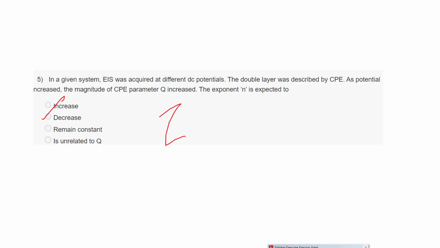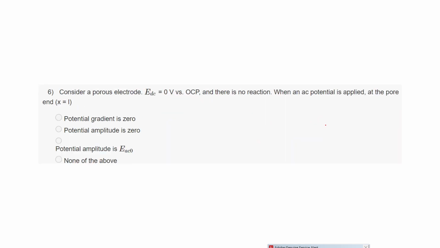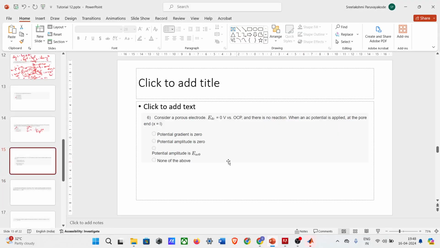So Z equal to, so it's saying that the magnitude of Q, the CPE parameter, is increasing. So that means this entire term has to reduce, the denominator has to reduce. That will be possible only when n decreases. Okay. Now the next one is based on the porous electrode. Before looking into that, we'll just discuss the derivation.